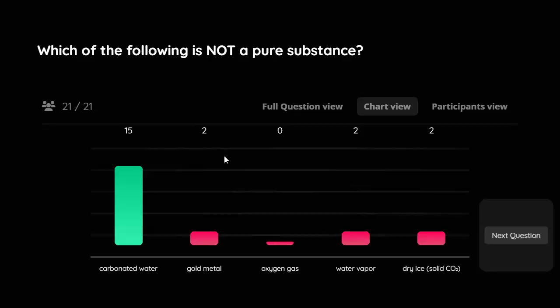All right, by definition, pure substances are either going to be compounds or elements. So the gold, the oxygen, those are both elements. The water vapor, the dry ice, those are both compounds. Carbonated water would be a mixture. It's a mixture of water and gas, carbon dioxide.